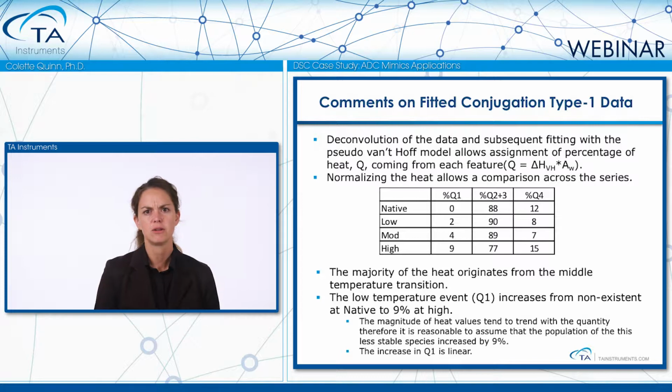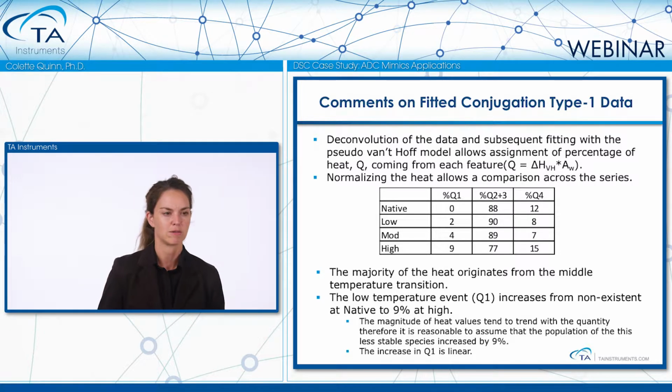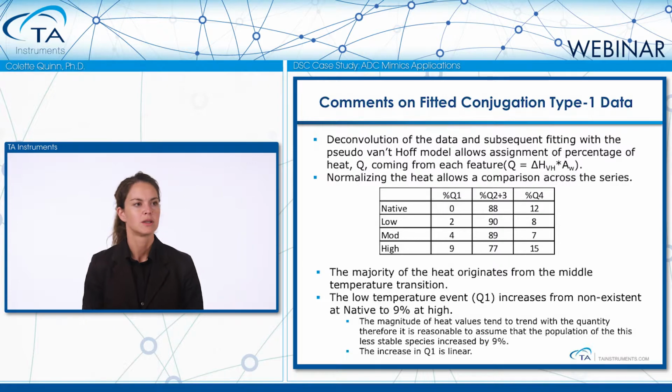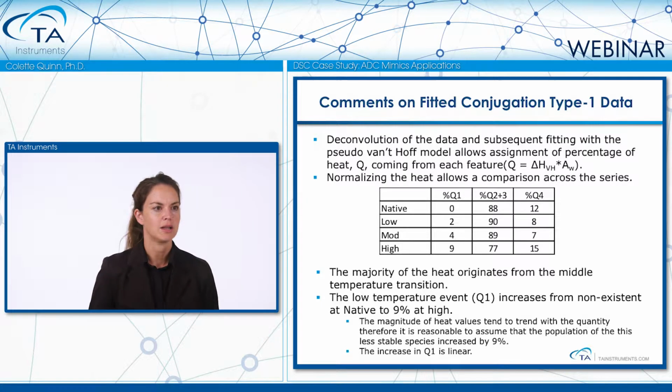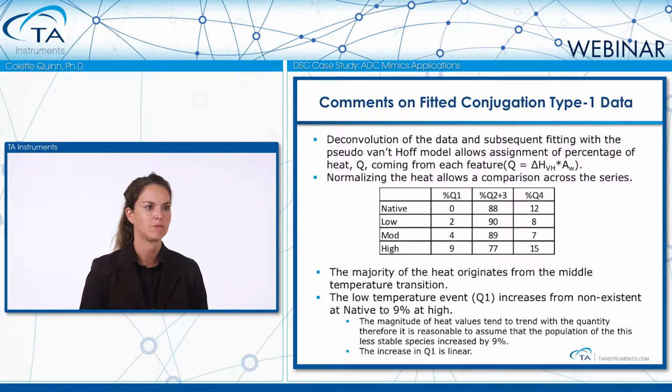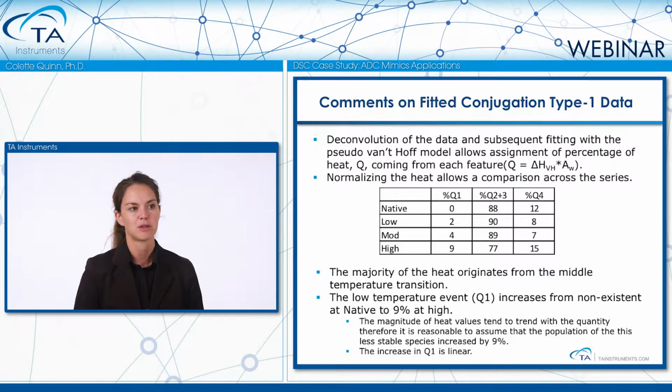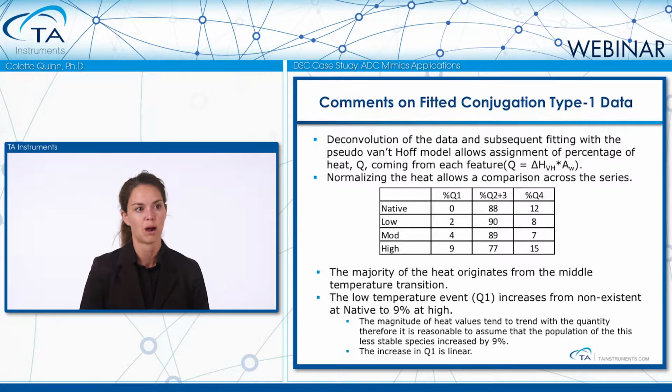So this kind of gives value to the DSC thermogram, or the shapes that you can get out of the thermogram. We're not just looking at a simple Tm value, looking at the difference between T onset, Tmax. We really start to see differences. So the deconvolution of the data and subsequent fitting with the pseudo-Van Hoff model allows for assignment of percentages of heat. You can also get these percentages of heat via the Gaussian model as well.